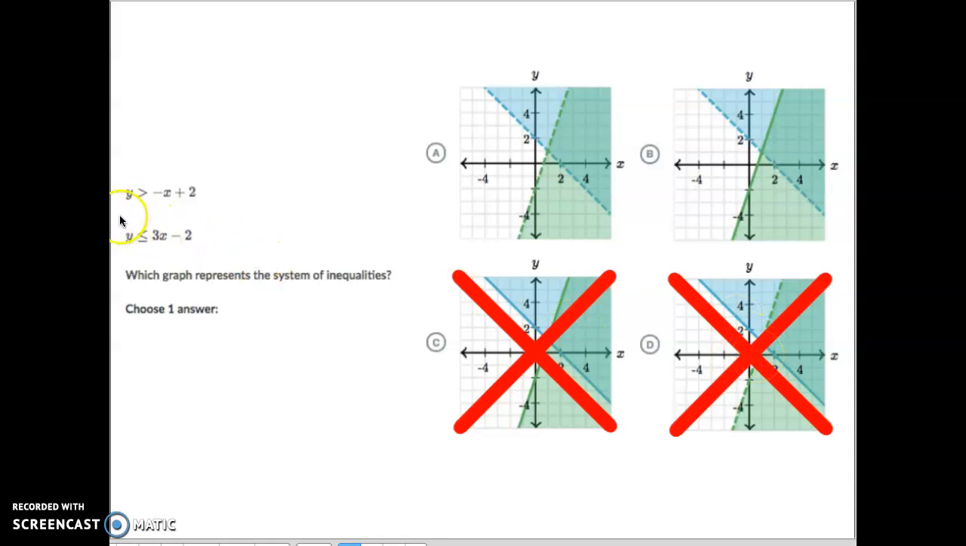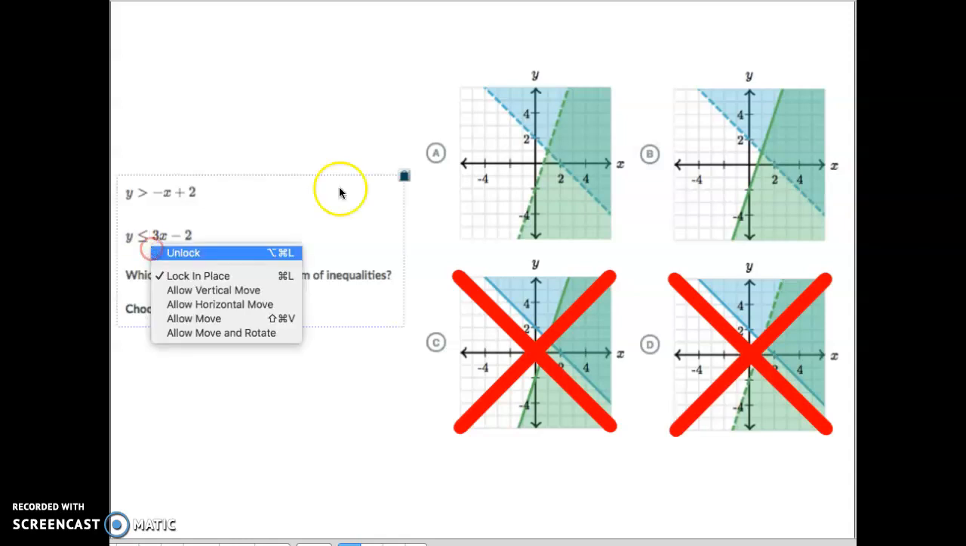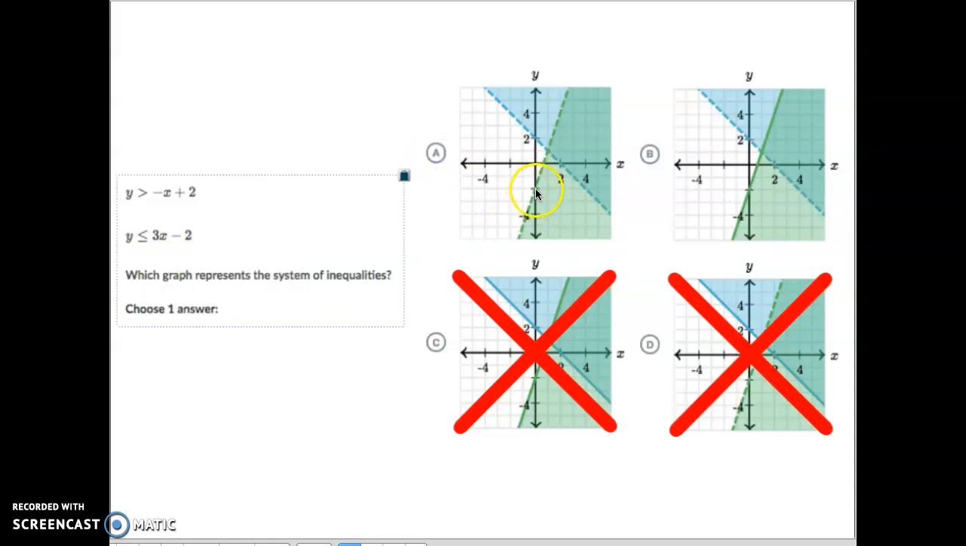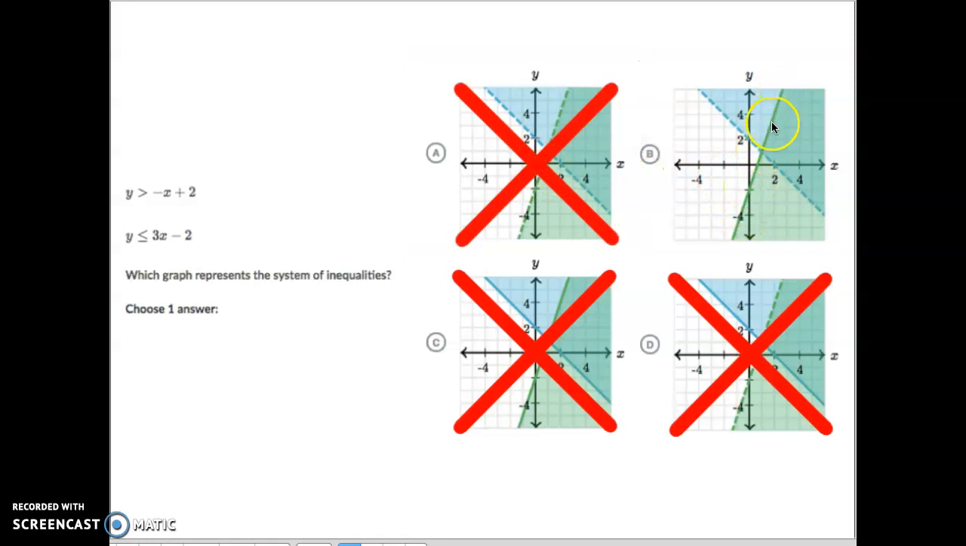Now we take a look at the second one. y is less than or equal to. This one needs to be a solid line. So the one that crosses through negative 2 needs to be solid. So let's find that. The first one, notice that this one is a dotted line going through negative 2. We need a solid line, so that can't be right. And this one here is a solid line, just the way we want it. So we know that in this case, letter B is correct.